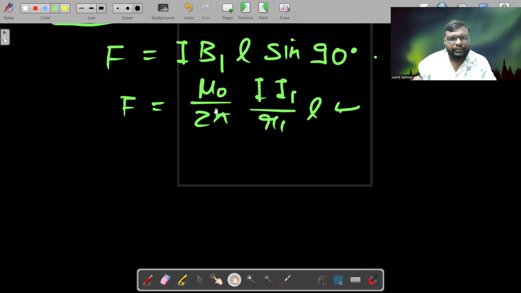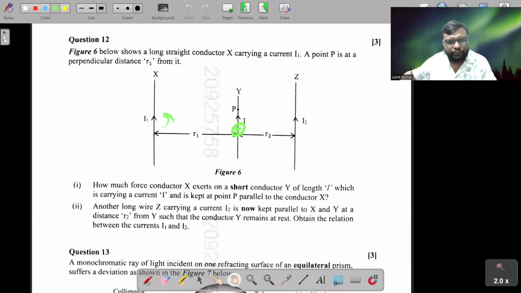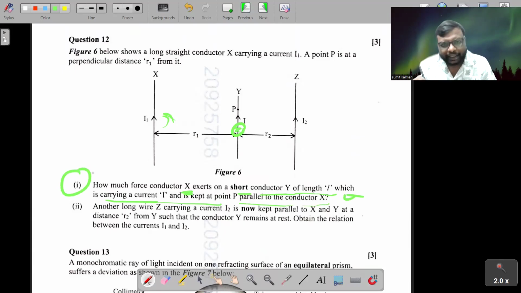Now students, that was the force. This was the force conductor X exerts on a short conductor Y of length L, which is carrying a current I and is kept at a point P parallel to the conductor X. So this was the solution of the first part. We had to calculate this magnetic force.